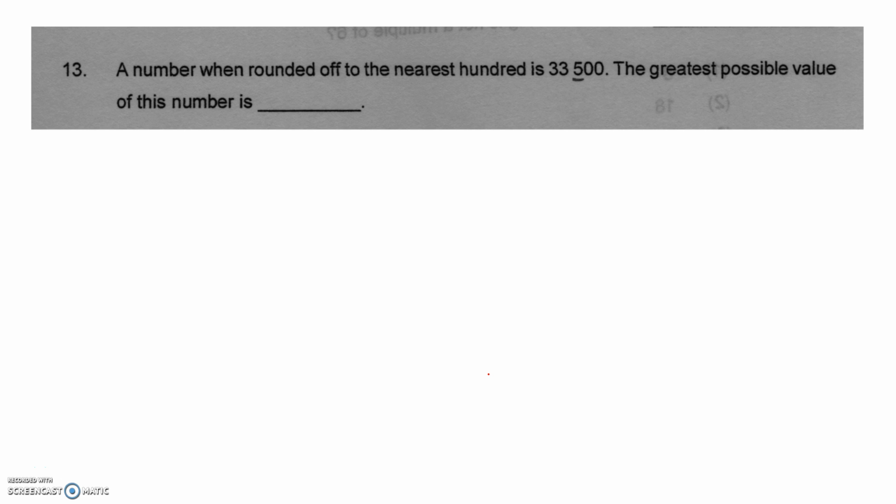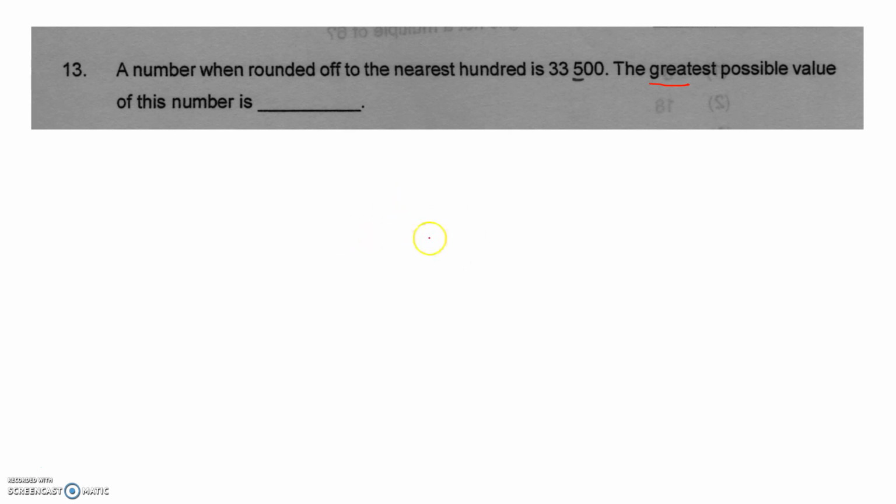Now for question 13, you got it wrong. This one we have already gone through quite a few times. First of all, we need to know a few things. I read the question to you. A number when rounded off to the nearest 100 is 33,500. The greatest possible value. Now this is very, very important. We are looking for the greatest possible value. We are not looking for a value that's below.